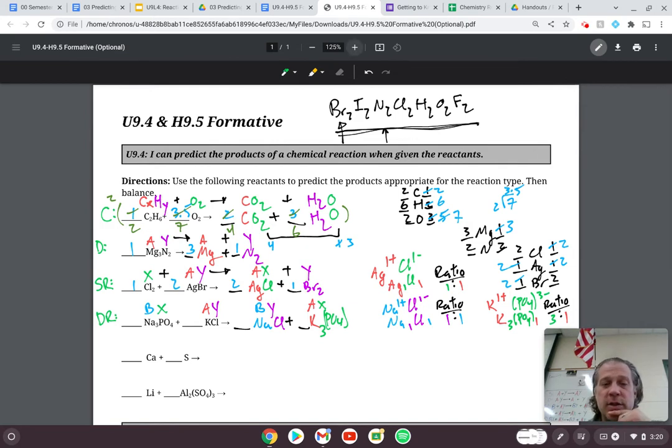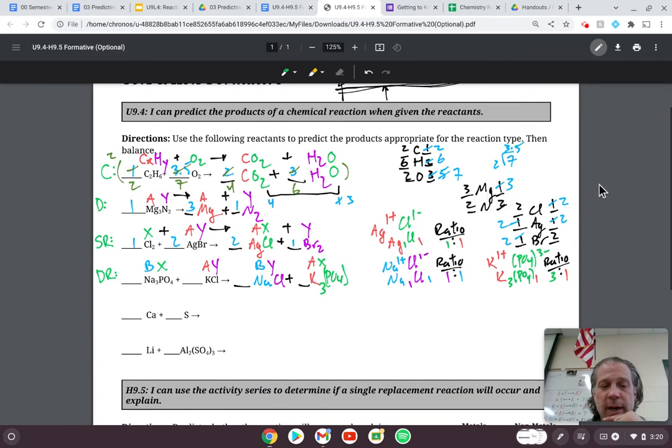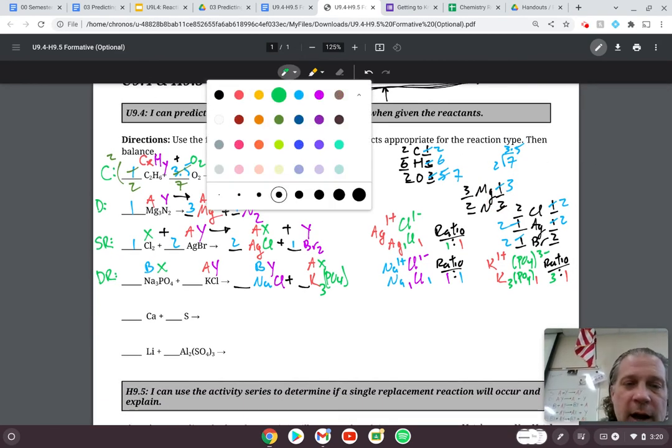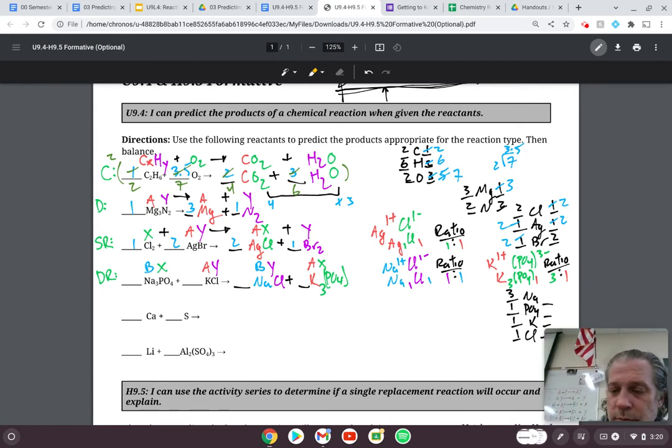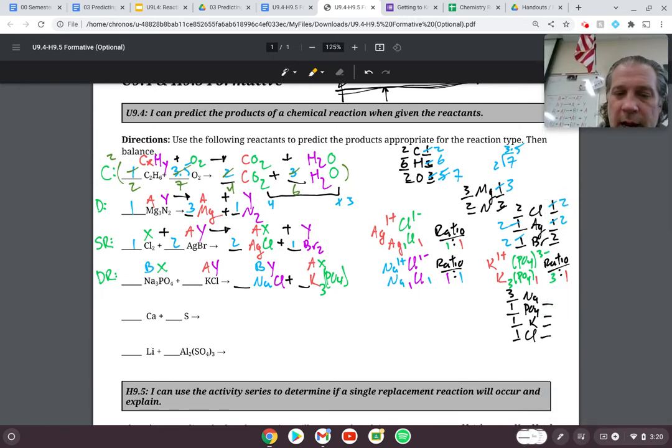So now to balance this one, I need to find some more room, I guess. So I'm going to do this off to the side. I have Na, and I have PO4, and I have K, and I have Cl. So I have, on the reactant side, 3 Nas, 1 unit of PO4, 1 K, and 1 Cl. On the product side, I have 1 Na, 1 Cl, 3 Ks, and 1 PO4.